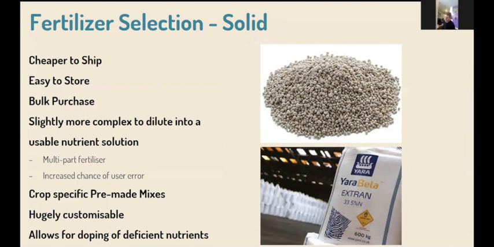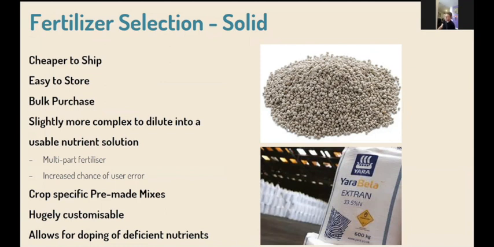All you've got to do is add water. They're quite easy to store. Just in a cool, dry place away from heat sources and any oxidizers, and you should be okay. And they're usually bought in bulk, which can be a good side or a downside depending on your farm size. They're slightly more complex to dilute. They're not just in a liquid form you just add water to. You have to actually dilute different parts yourself, and the complexity is around how many parts they are.